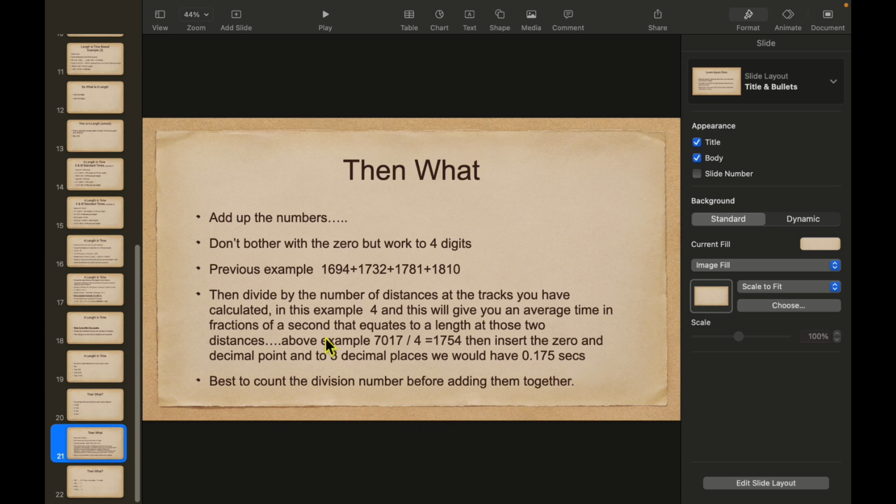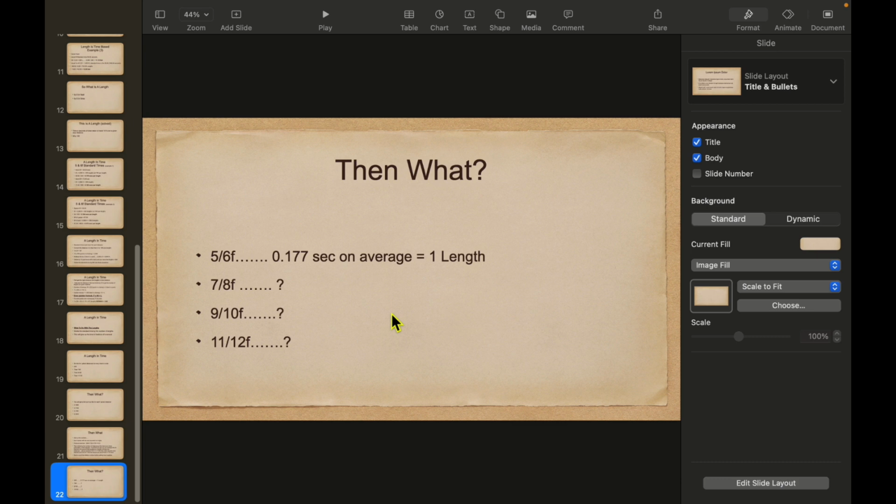Here's a piece of advice. Before you add all the numbers up, count the number of tracks and distances that you've done before you start adding them together. Save a bit of time. So, I'm going to give you one. I don't spoon feed people or overly spoon feed. 5 and 6 furlongs in the UK: the average length, this is an average, or 10 feet, one length, takes 0.177 seconds to cover. That's on average.